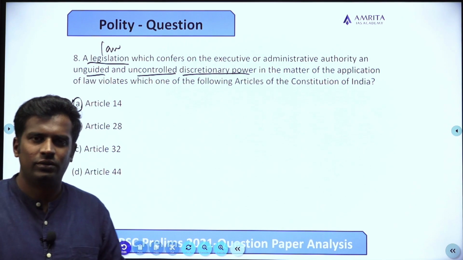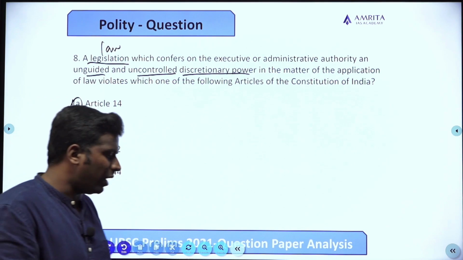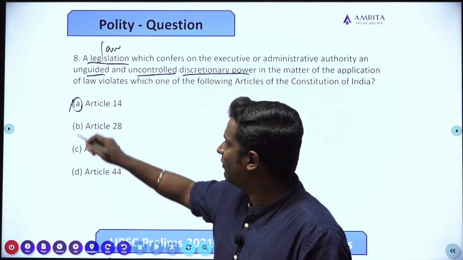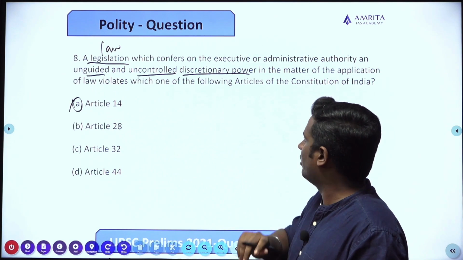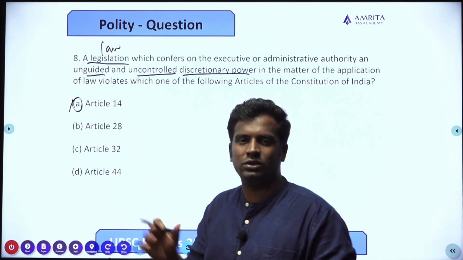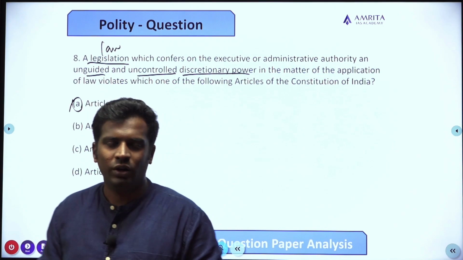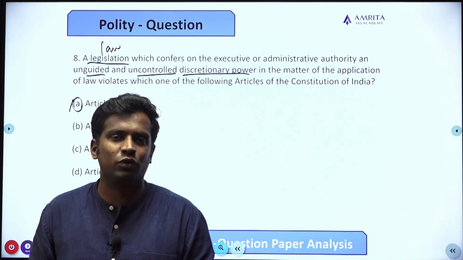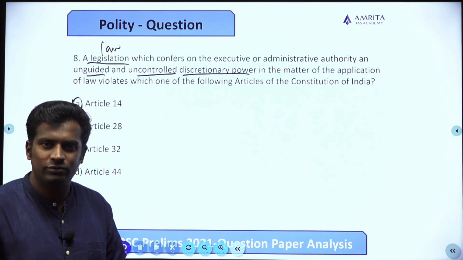Your answer is set. It is talking about a power being given to the executive or the administration so much that they have unguided, uncontrolled discretionary power with regards to the application of law. So it is a violation. Yes, it is a violation. Which violation is it? It is a violation of rule of law. It comes under Article 14.